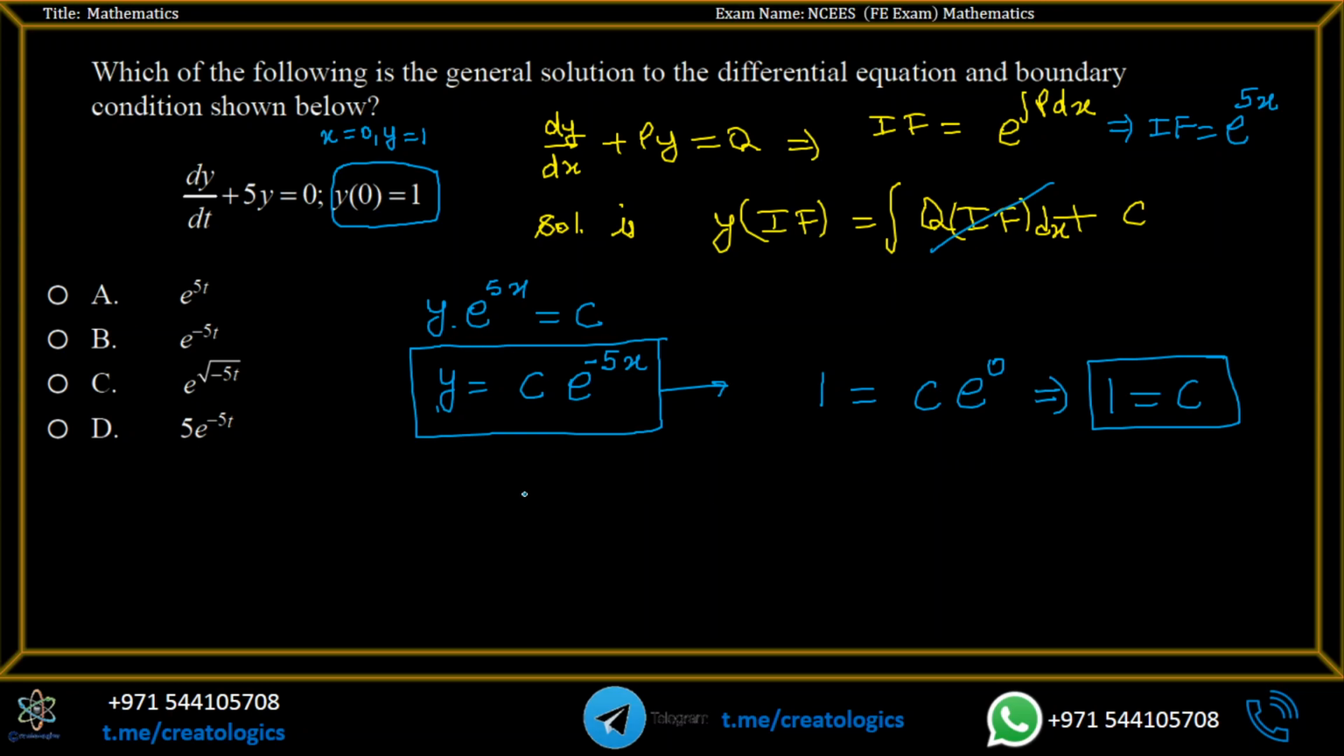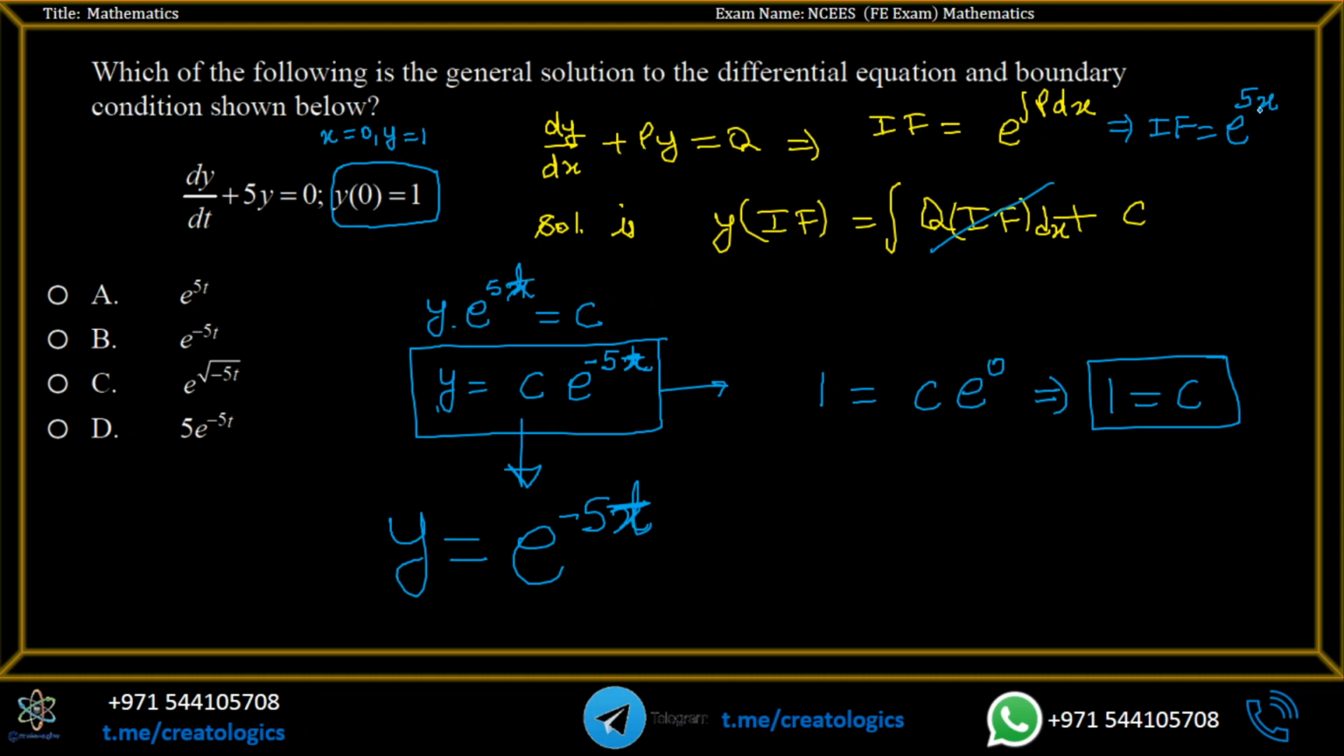So c is 1, and what's your answer now? The final solution: plugging c back into the general equation, we get y is equal to e raised to the negative 5x, or, in this question we are given in terms of t, so we will use t everywhere. That's our solution.